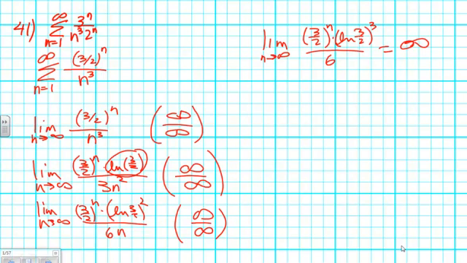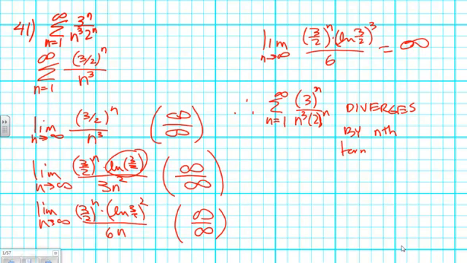And since the limit of the nth term goes to infinity, therefore this, and I guess I'll write it as they wrote it, 3 halves to the n over n cubed, diverges by the nth term test. There we go. That good?